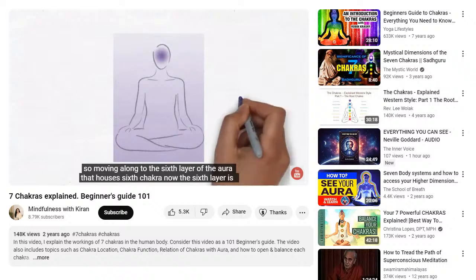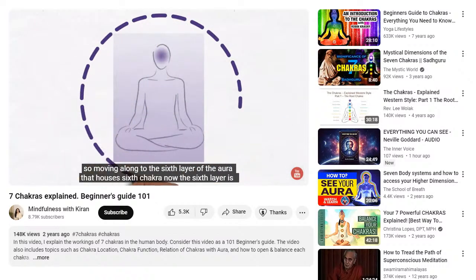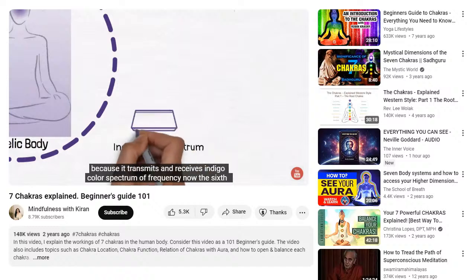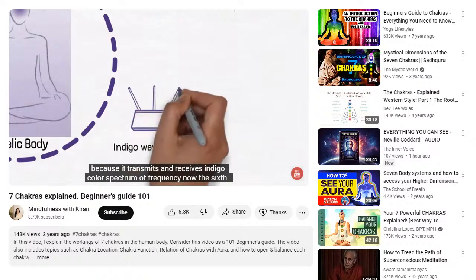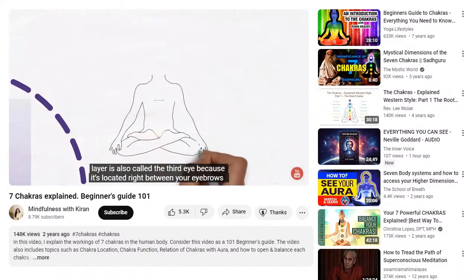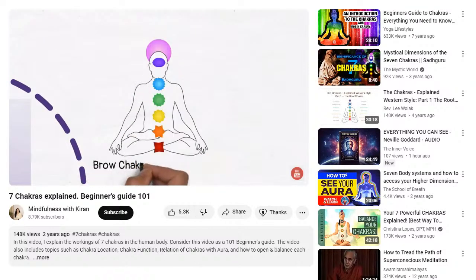So moving along to the sixth layer of the aura that houses the sixth chakra. Now the sixth layer is also called the angelic body. And this layer and chakra are represented by the color indigo because it transmits and receives the indigo color spectrum of frequency. Now the sixth layer is also called the third eye because it's located right between your eyebrows.